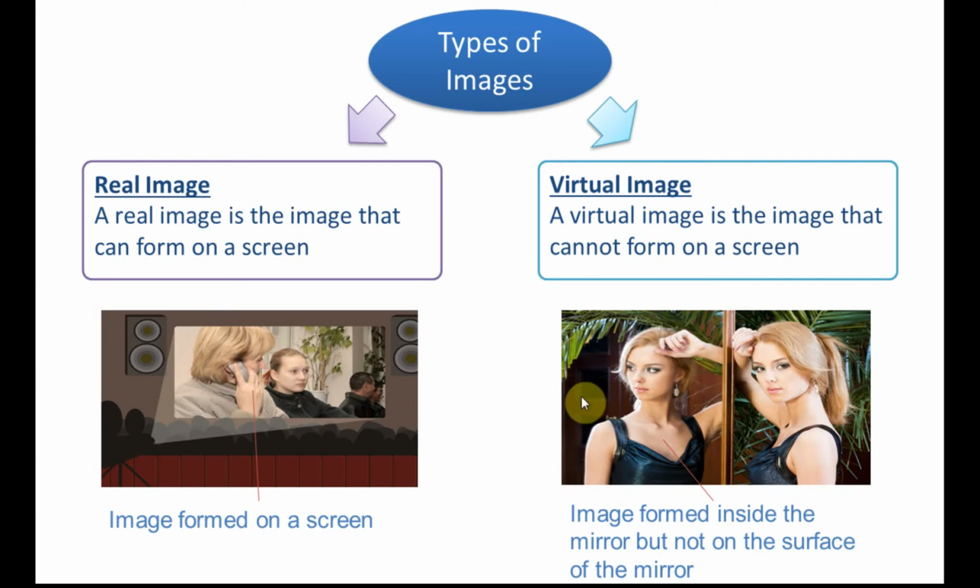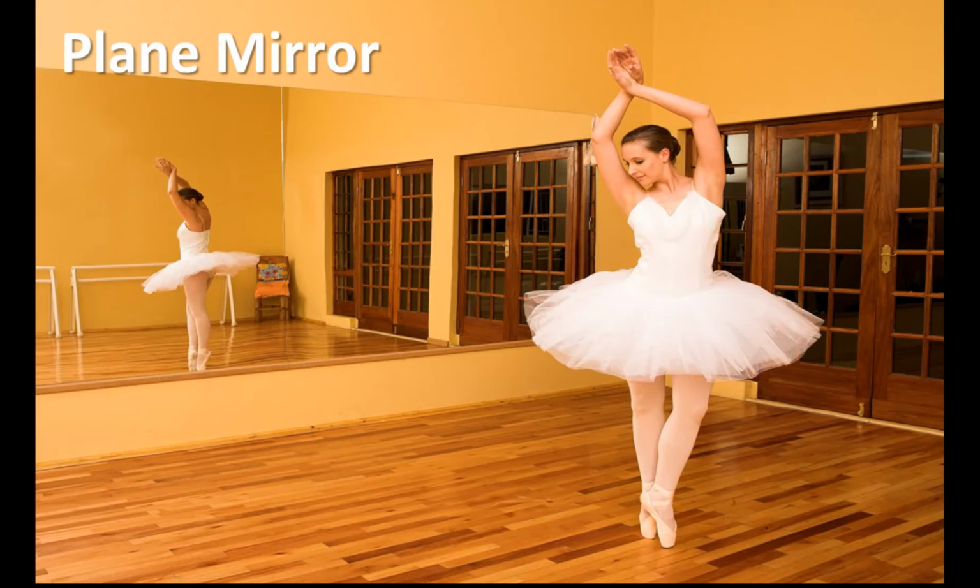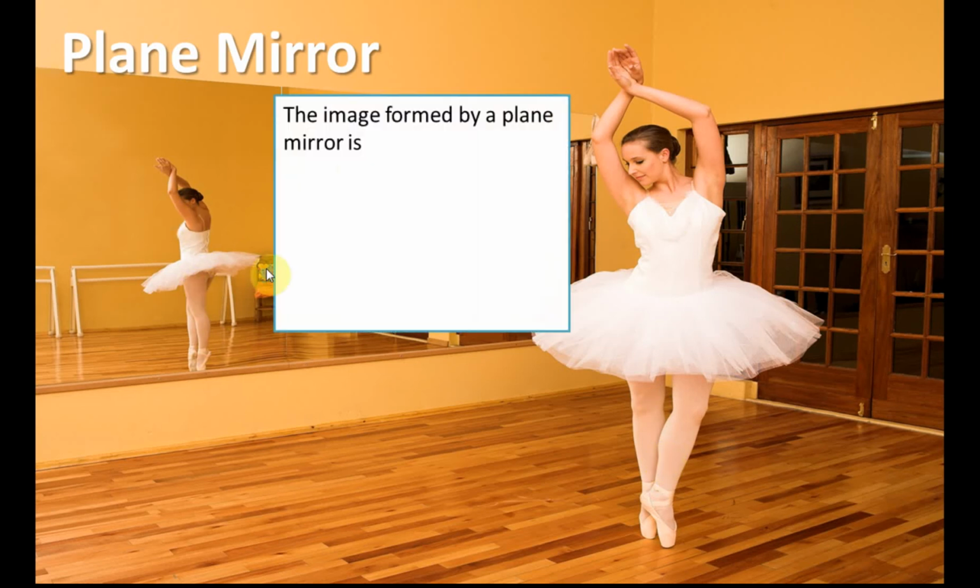So there are two types of images, real image and virtual image. Real image is the image that forms on a screen, and virtual image is the image that cannot form on a screen. So let's see the characteristics of the image formed by a mirror. Okay, so we have a lady dancing in a room, and then this is her image. The image formed by the plane mirror is virtual. It's not on the surface, it's inside the mirror, so it's virtual.